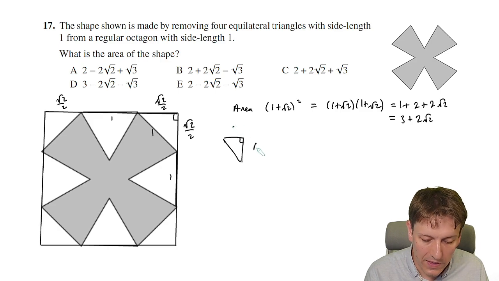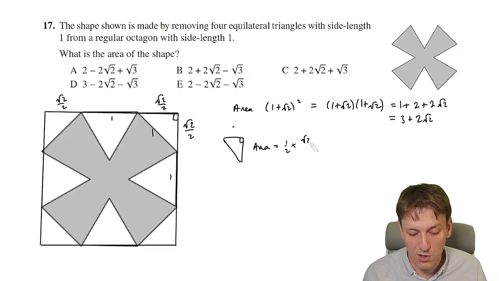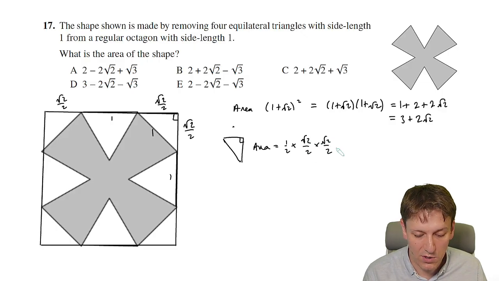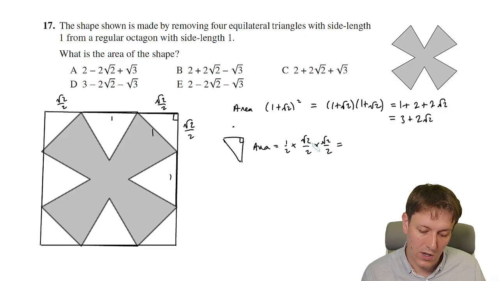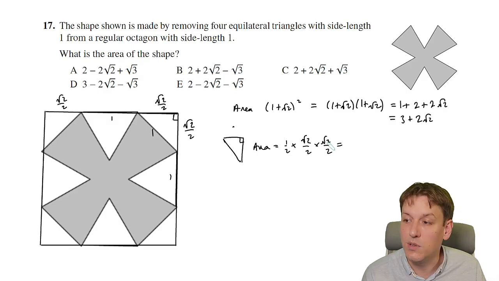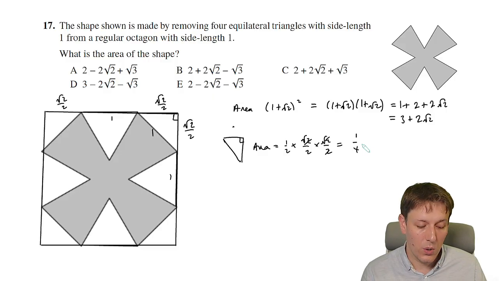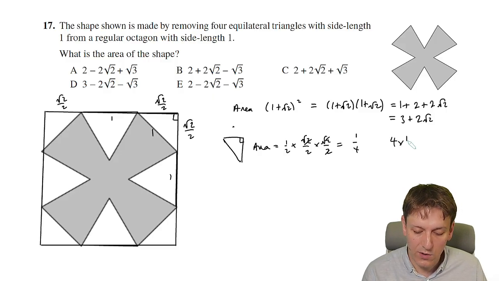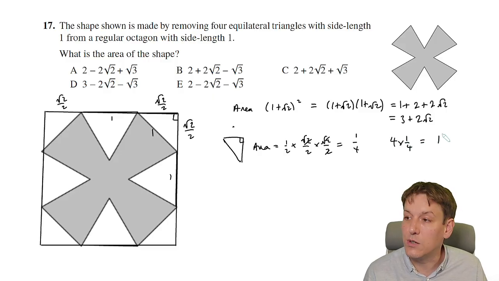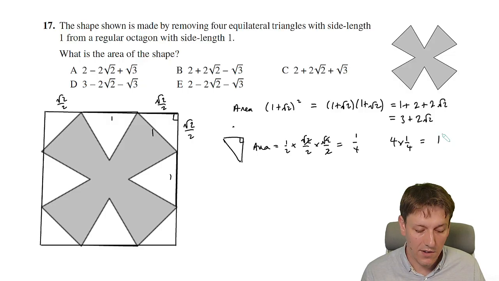So the area of this is just half base times height, right? It's going to be a half times root 2 over 2 times root 2 over 2. So I've got a 2 times root 2 on the top, so that's a factor of 2 that cancels with one of these, and then I've got an area of a quarter. So there are 4 of those, so I need to do 4 times 1 quarter, which is equal to 1 for the total of those 4 right angle triangles areas.